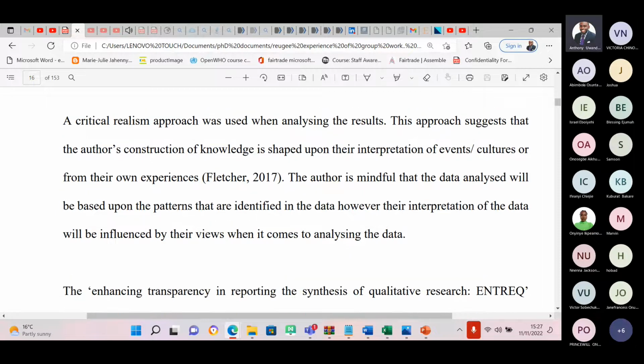So he said the approach suggests that the author's conception of knowledge is shaped by the data. You see, that is why it makes sense, because you are not doing primary research, you are only constructing knowledge from other people's work. So the author is mindful that the data be analyzed based upon what is in the data, which is exactly what you're doing, if you follow just qualitative data. However, their interpretation will be influenced by their views. That's why it's critical.